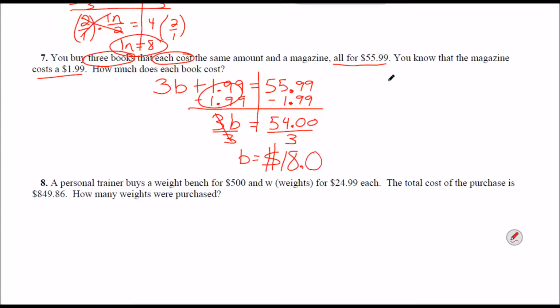Okay? And notice that I put the label down, $18. Notice a dollar sign goes in front of the numbers. A lot of times I have people put a dollar sign behind. That is not correct. It goes in front. The only time you put a symbol behind it is if you're talking about cents. Cents goes behind it. All right, number 8.